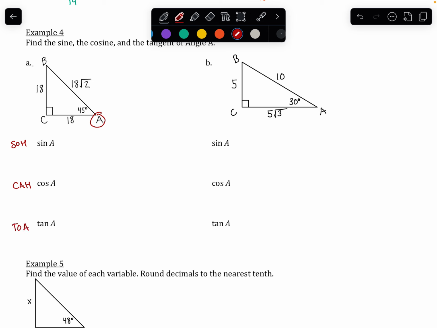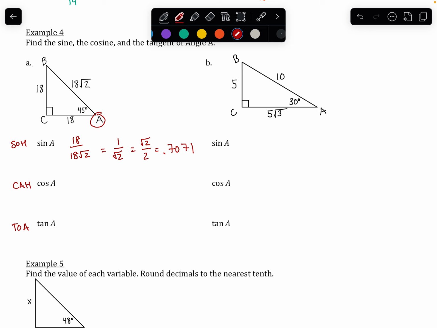I'll just get used to writing these down. It just helps. Opposite of A is going to be 18. Hypotenuse is going to be 18 square root 2. The 18s cancel. This becomes 1 over square root 2, which equals square root 2 over 2. And you calculate that, you're going to get 0.7071. We're going to use 4 decimal places right now.